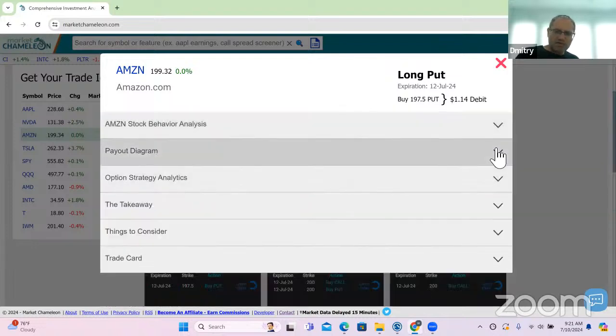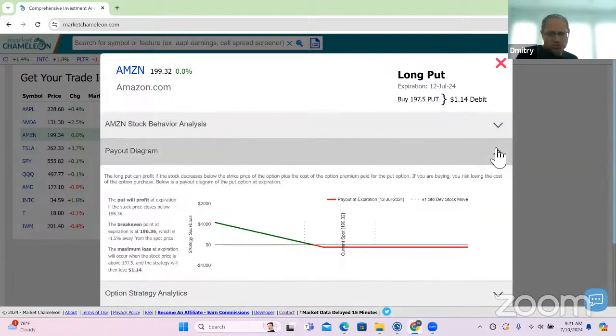We could open the payout diagram, and the payout diagram just shows us what the option would look like at expiration. So you could see here's the current stock price. If it remains here, this option is going to expire worthless, and you're going to lose that $114.